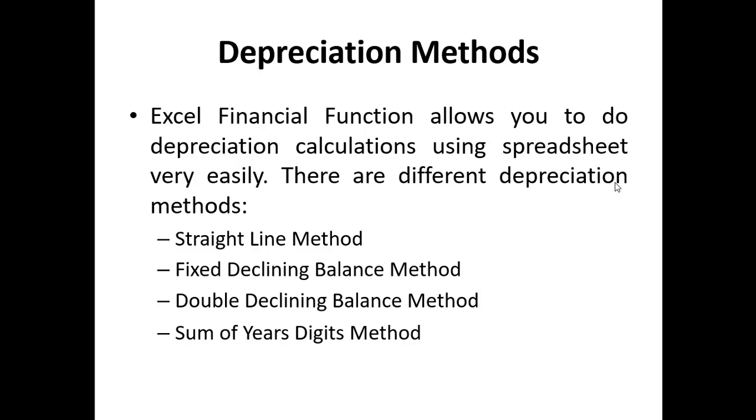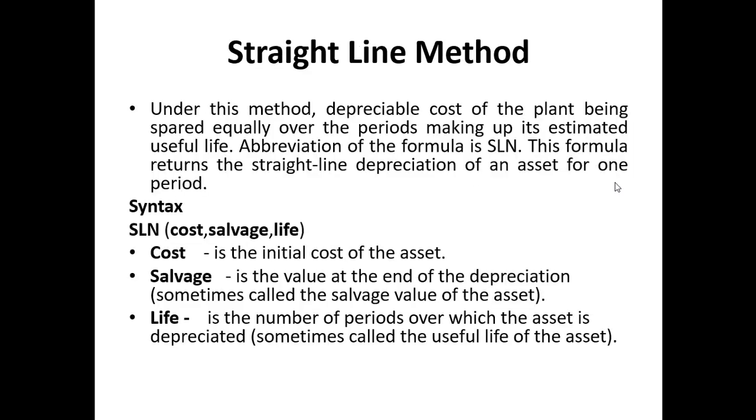Let's now move on to the straight line method. In the straight line depreciation method, the depreciable cost of the plant is spread equally over the period making up its estimated useful life. So you would spread the depreciable amount of a particular asset equally throughout the useful life of that particular asset.